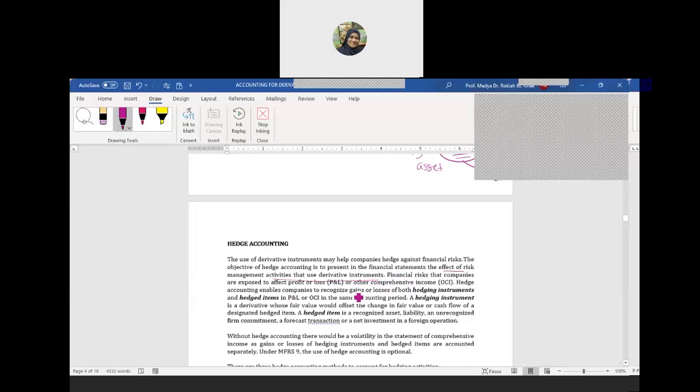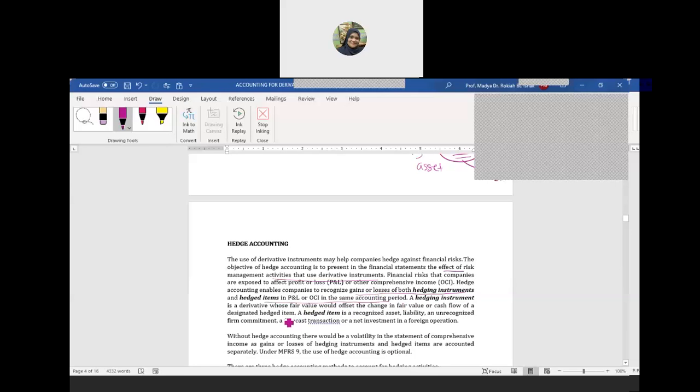Financial risks that the company is exposed to affect the profit and loss and other comprehensive income. So hedge accounting enables the company to recognize gain or loss of both hedging instrument and hedged item in the P&L or other comprehensive income in the same accounting period. So you're going to recognize gain or loss for both hedged item and hedging instrument in P&L or other comprehensive income in the same accounting periods.